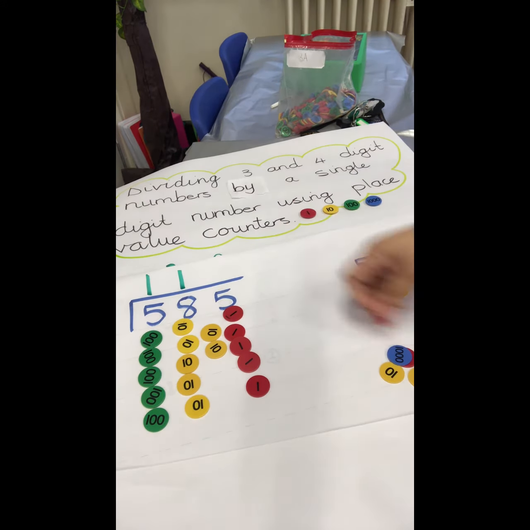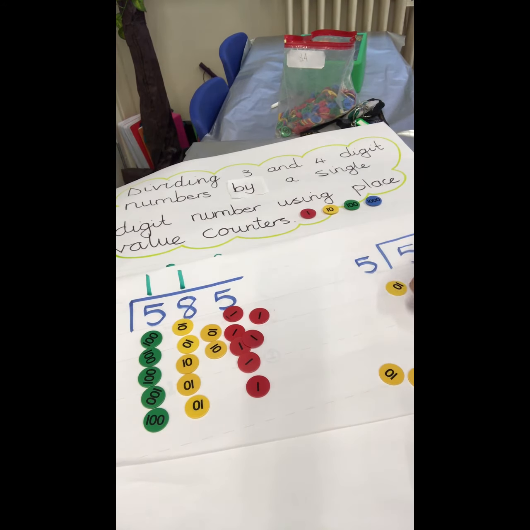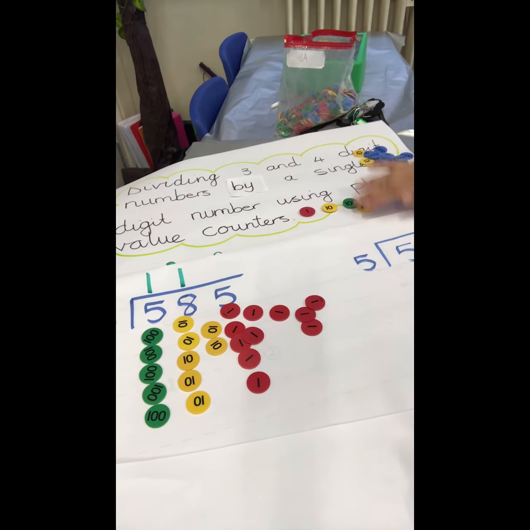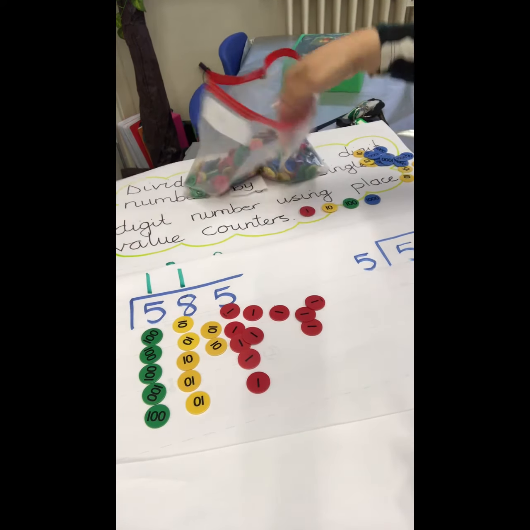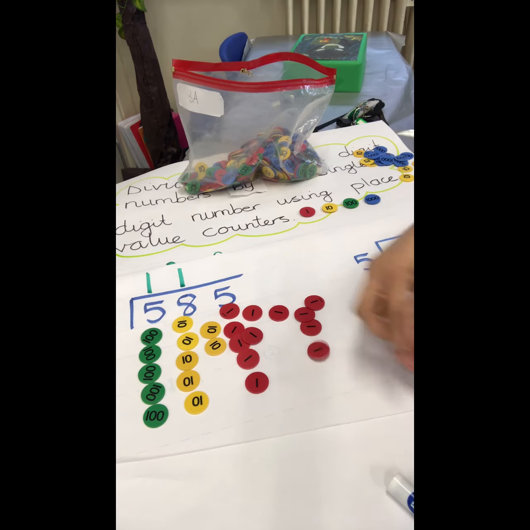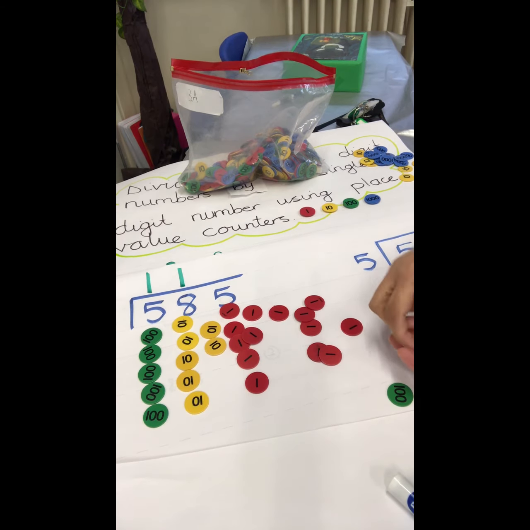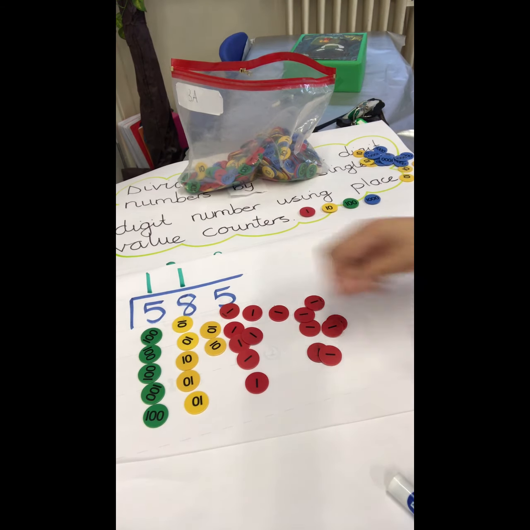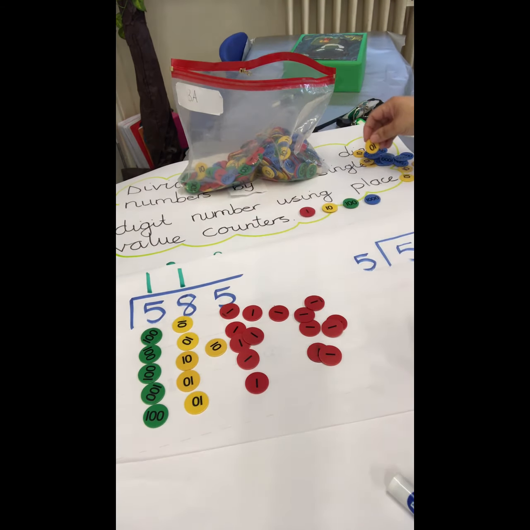Let's do that. 1, 2, 3, 4, 5, 6. Continue counting. 6, 7, 8, 9, 10. Yes, we made it. But there's another 10 there. So let's swap that, exchange it for another group of 10.